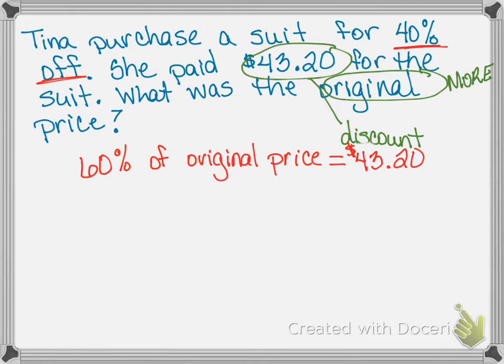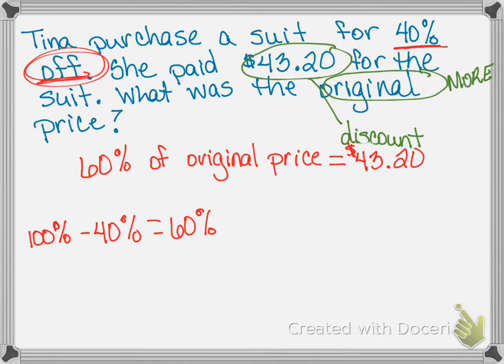So think of the original price as 100% of that price. She did not purchase 40% of it. So 100% minus the percent off gives the percent paid. She took 100% minus the 40%, because that's what she got off. That's where you get the 60%. You just need to subtract it from 100.